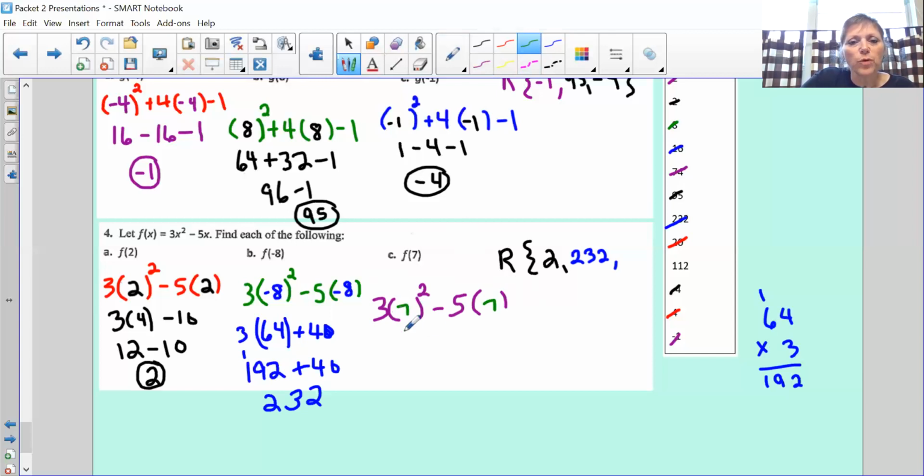Okay, 7 squared is 49. Got us doing a little math here. Times 3, and then minus, and 5 times 7 is 35. I do not know 49 times 2, but I know 50 times 2 is 100. So this is going to be, what, 98? Minus 35. Okay, I'm going to subtract sideways. Well, never mind. Let me go ahead and write it down. 98 minus 35. 8 minus 5 is 3, and 9 minus 3 is 6. So this is 63.